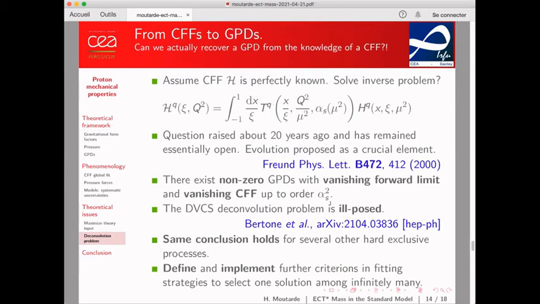So at the end of the day, from my point of view, the deconvolution problem is ill-posed because you will always find that kind of non-zero GPDs hiding in the experimental data. The same conclusion will hold most probably for several other hard exclusive processes, time-like Compton scattering, for instance, or meson production at leading order. From the theoretical point of view, we need to define and implement further criteria in the fitting strategy and get more information on the functional shape of the GPDs to get rid of this uncertainty.